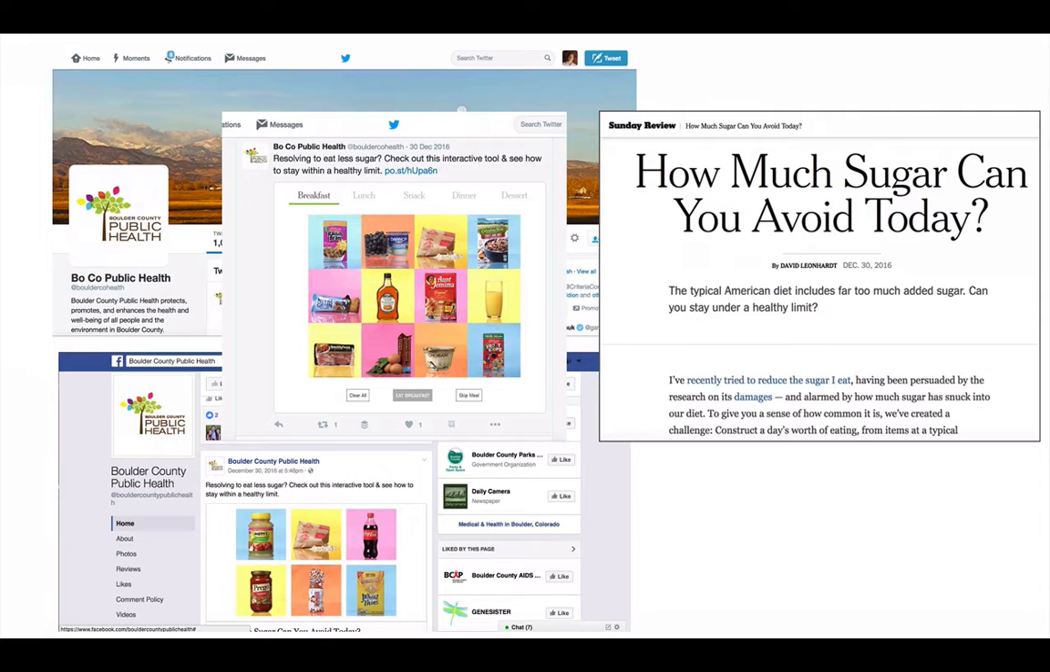Here they are addressing diet and weight management and healthy eating by sharing another New York Times article that has a little tool on it that ultimately is geared toward getting people to think about calories and grams of sugar in their diet choices. Again, this is the ability to share something without having to create any content. They are simply curating content, going out and finding other people's content that helps to tell their story and address their health priorities.